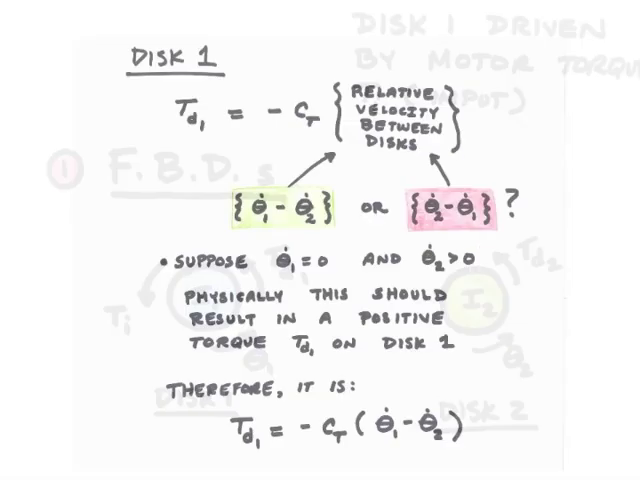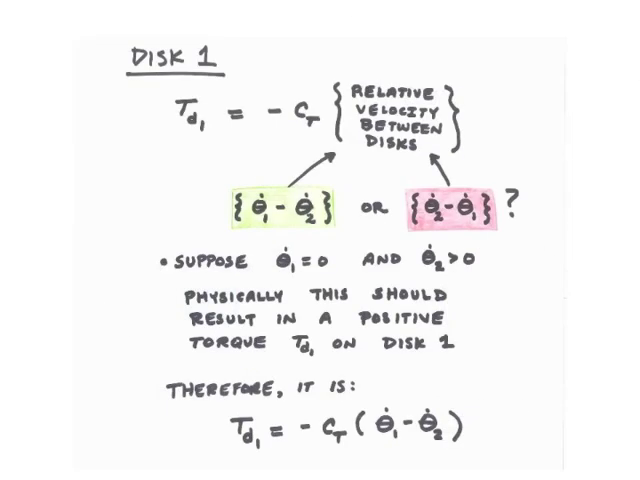We need to determine how the damping torques are related to the relative velocity between the two disks. So let's look at damping torque 1, TD1. I write it as TD1 equals minus CT times the relative velocity between the disks. But I have two choices for this relative velocity. One is theta 1 dot minus theta 2 dot, and the other is theta 2 dot minus theta 1 dot. Which is the correct expression here?